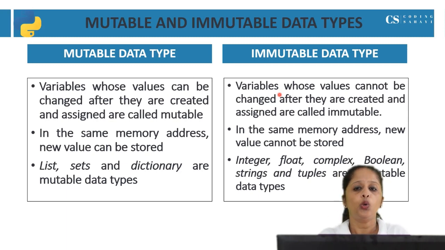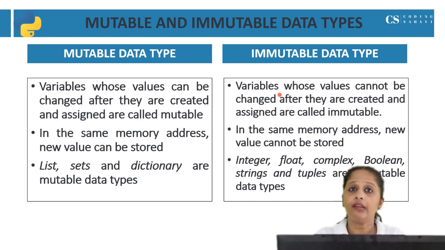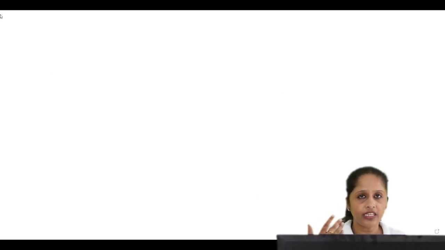So the variables whose values cannot be changed after they are created or assigned are known as immutable data type. That is, we create a variable by assigning a value like x is equal to 10 or x is equal to coding, like that we write the variables, right? So that time it is created. So the data items or the variables whose value cannot be changed after assigning a value or after creating the variable are known as immutable data types. So let's see in detail how this immutable data types are working and how it works in the memory.